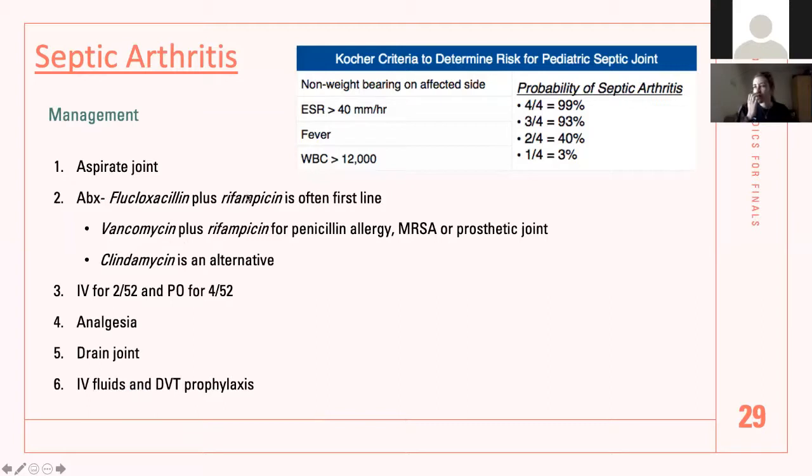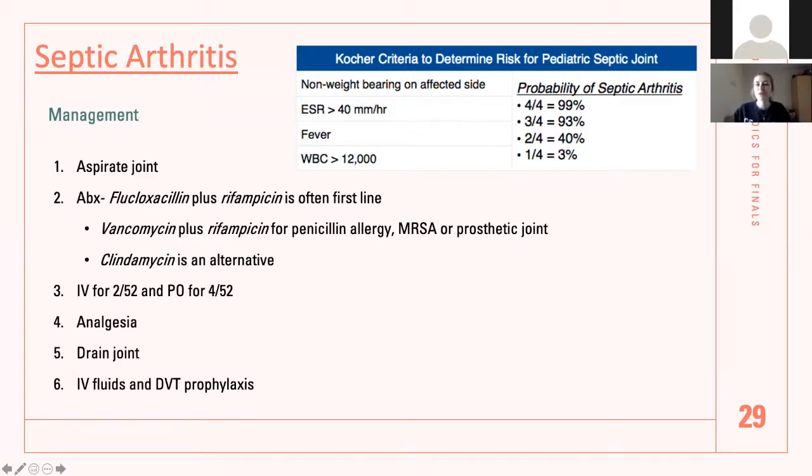For septic arthritis, the Kocher criteria determine the risk of a septic joint. The items included on this risk score are being unable to weight bear on the affected side, having an ESR above 40, having fever, and having white blood cells above 12,000. If you've got any of these things present, then it increases your probability of actually having septic arthritis.